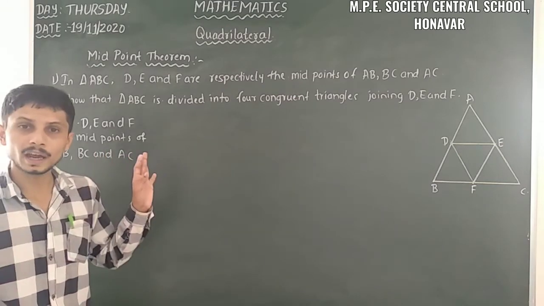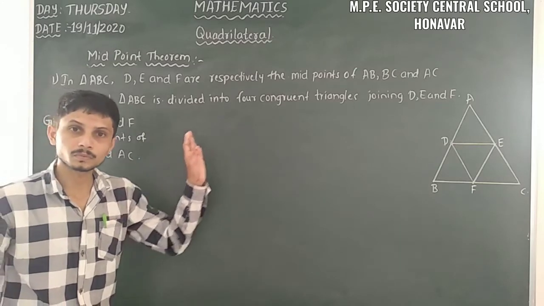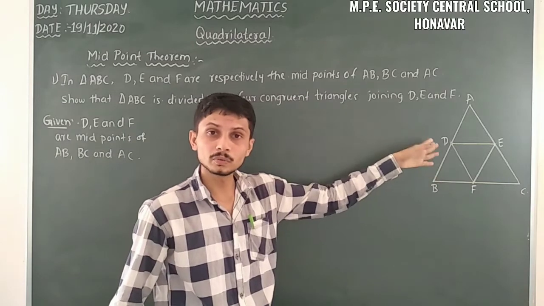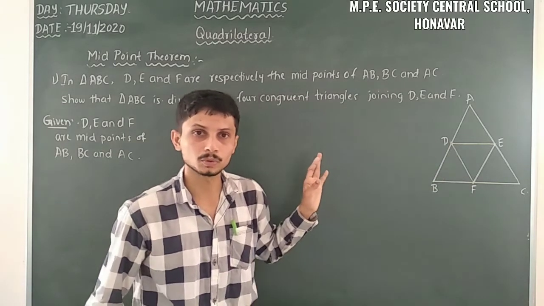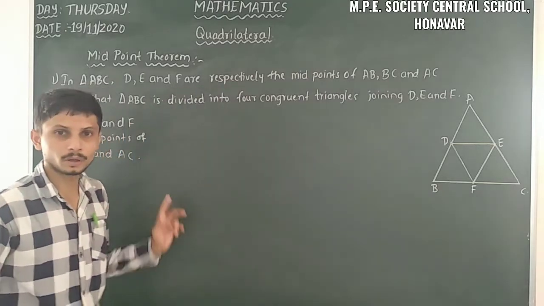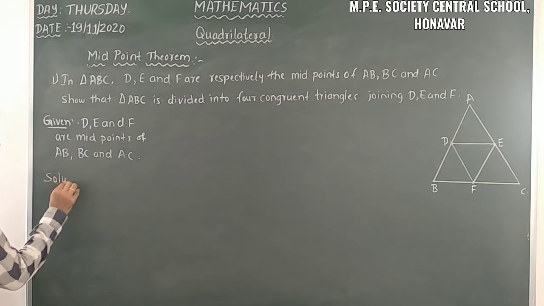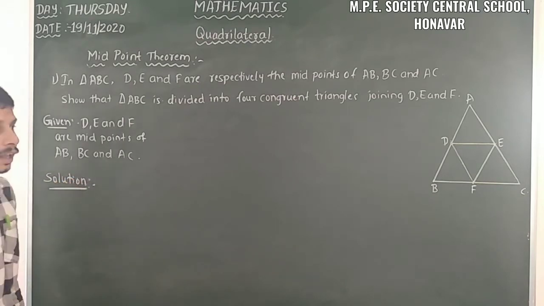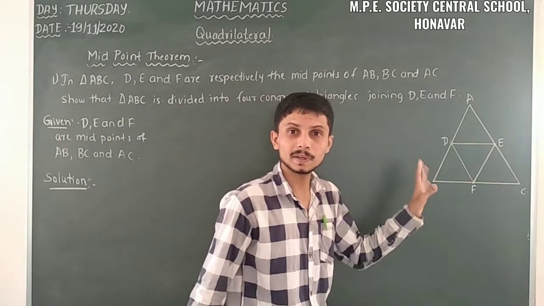After that we have to prove that all the four triangles formed from joining DEF are congruent. That is what we have to prove. No need of writing that one, so directly we go to the solution or proof. Firstly, D and E are the midpoints of AB and AC.